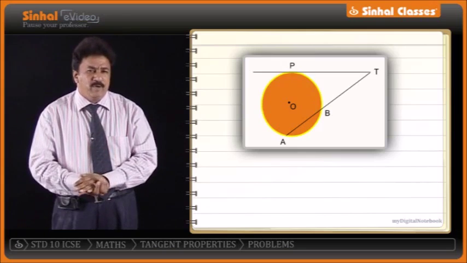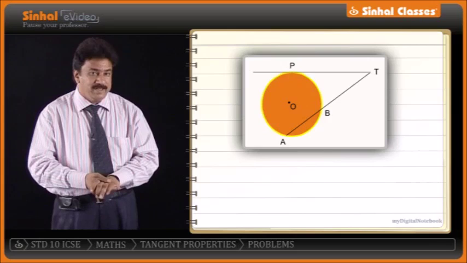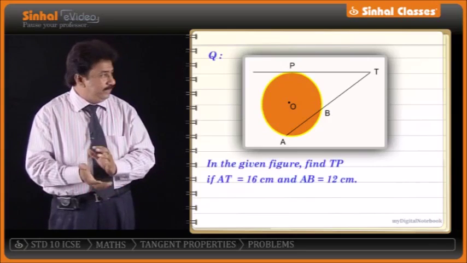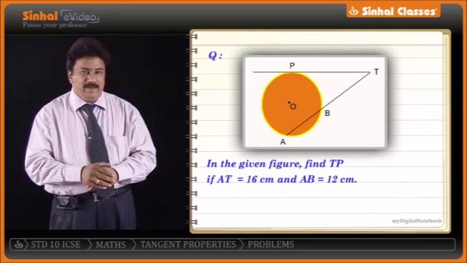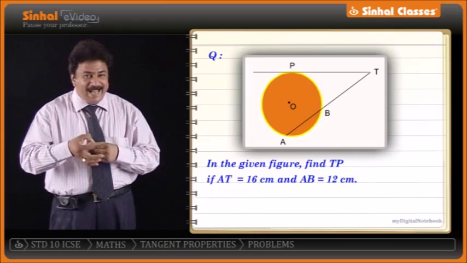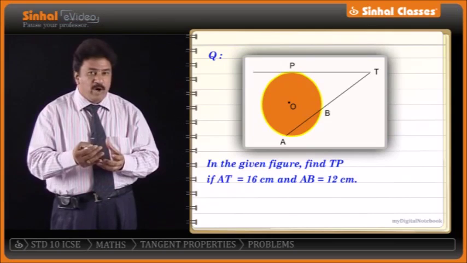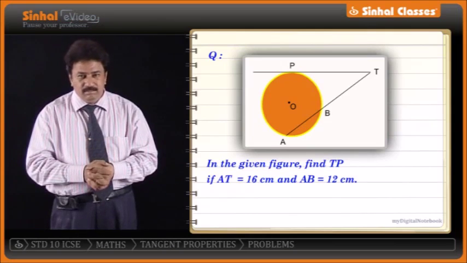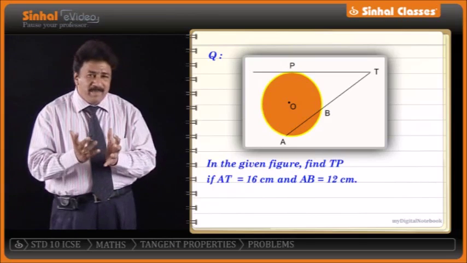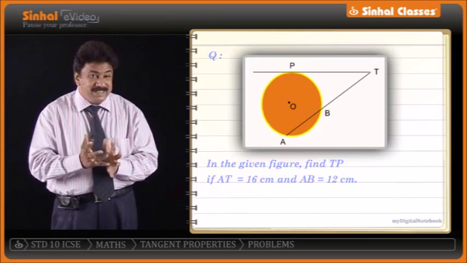Let's see what information we got. That was a rough sketching of the sum. Let's go for the information given in the sum. We have to find TP if AT is 16 centimeters. The entire length of AT is 16. And we have AB equal to 12 centimeters. But for using that property, I want the measurement of TB.